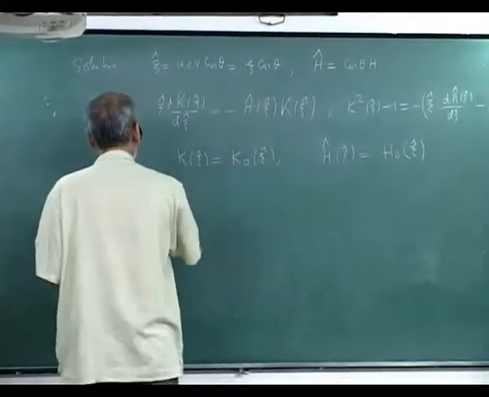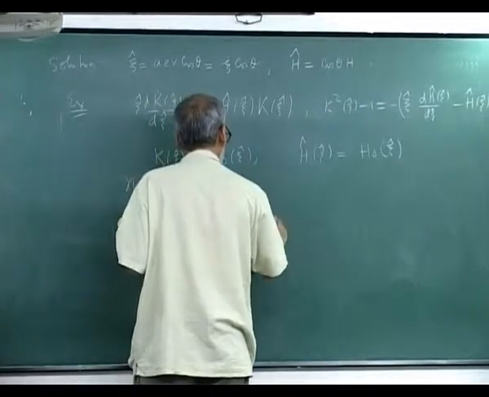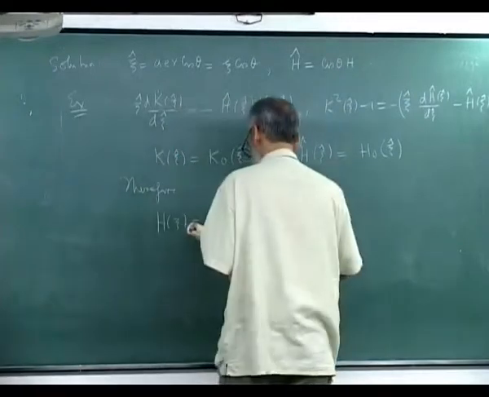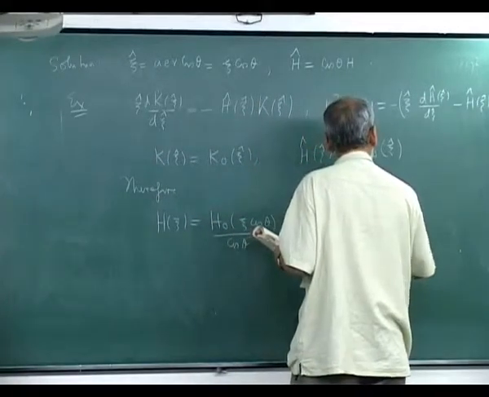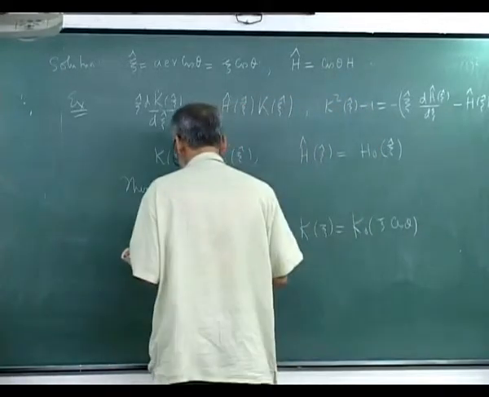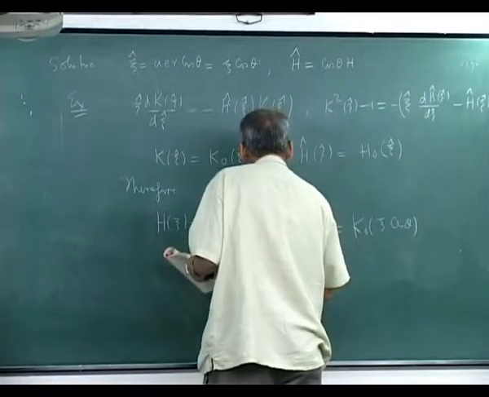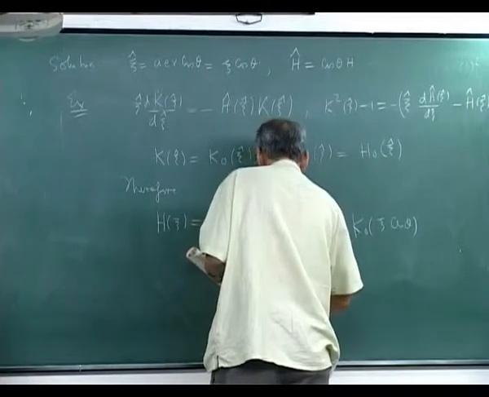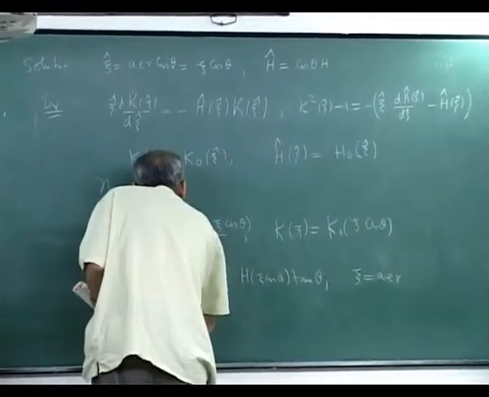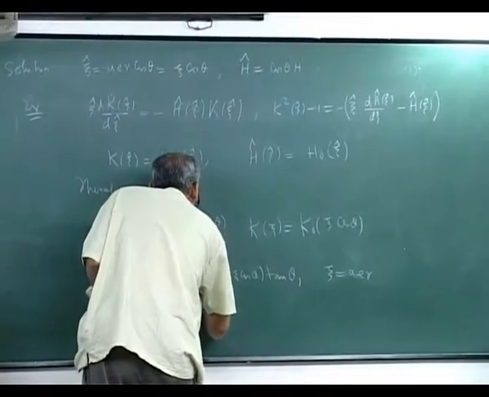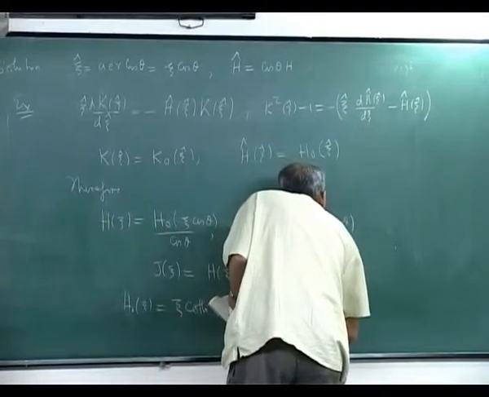Therefore, H of psi is H0 of psi cosine theta divided by cosine theta, K of psi is K0 of psi cosine theta, and J of psi, from there we know what it is. J of psi is H of psi times cosine theta times tan theta, and psi is the old variable, and H0 of psi is psi coth psi minus 1, and K0 of psi is psi over sinh psi.